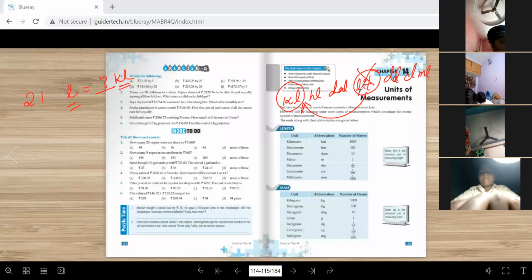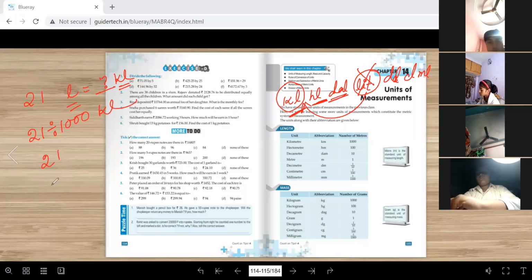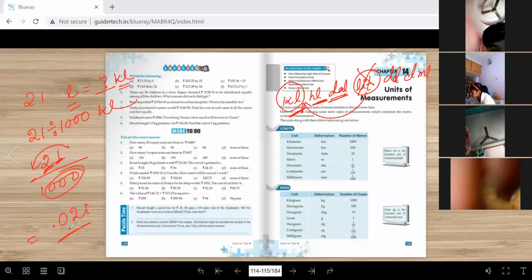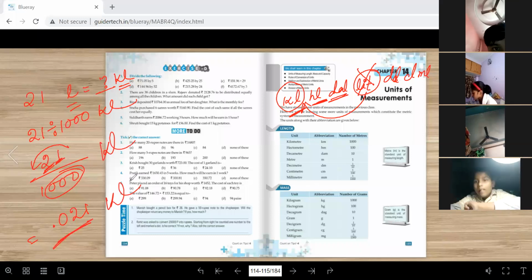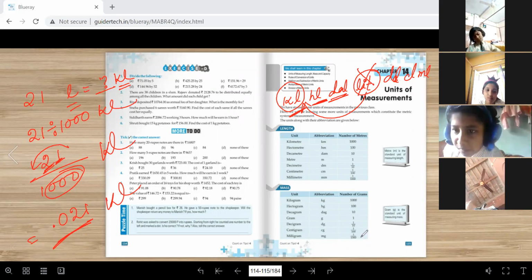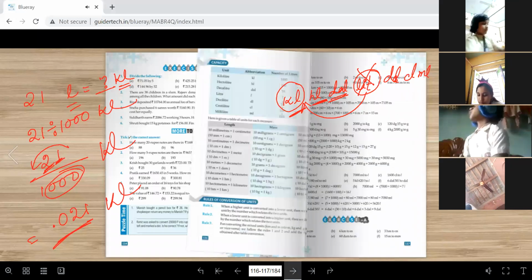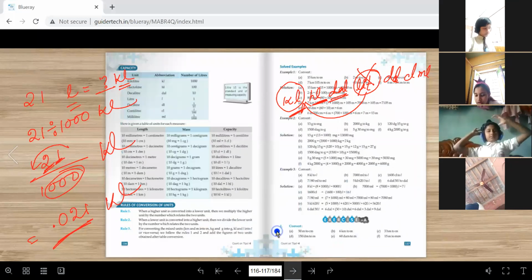So we will leave liter. We will not take this liter. Now, how many places? 1, 2, 3. So 21 divided by 1000 kiloliter. Got it? Now, 21 divided by 1000, how many zeros are there? 3, though. So the decimal point will move 3 places before, but here there are 2 digits, so we will have to take another 0. Understood this kiloliter? Got it everybody? Okay, now look at this.